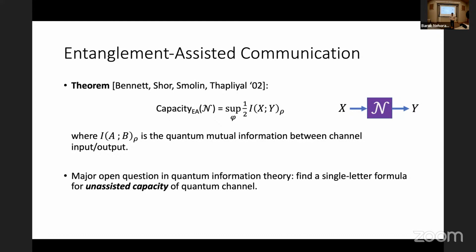In many other channel capacities, the best characterization that we have really relies on taking a limit, where you might have the limit as n goes to infinity, and it seems unavoidable for other types of capacities. But here we have a single letter formula.